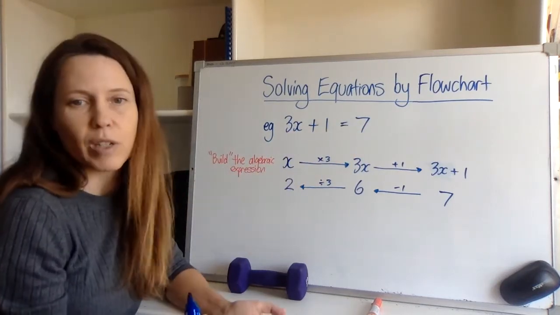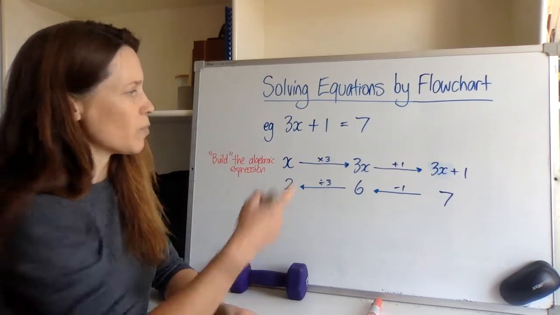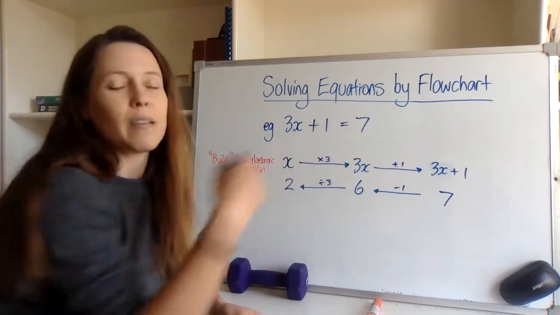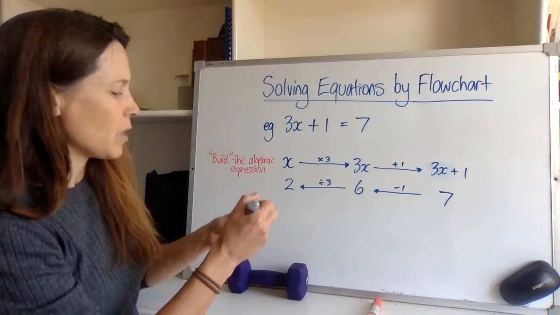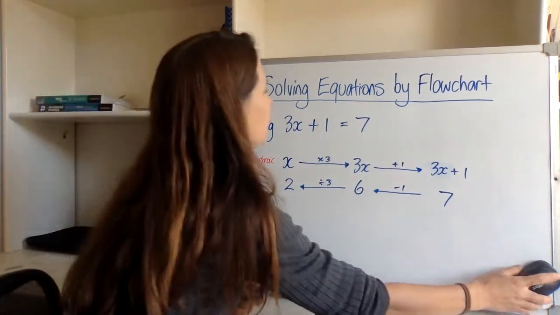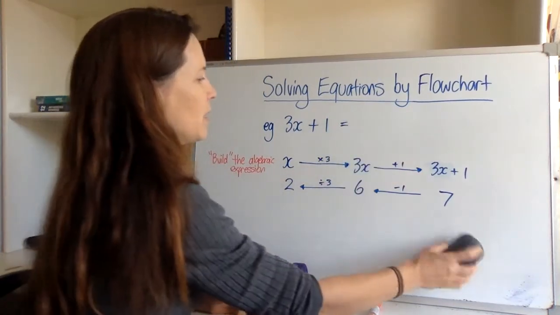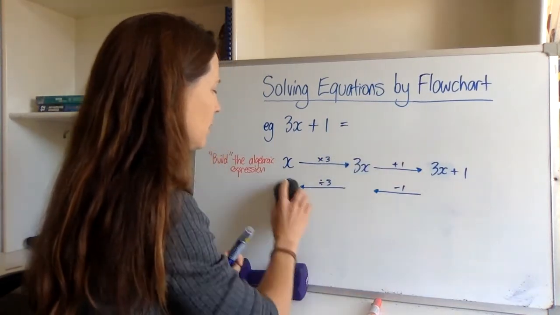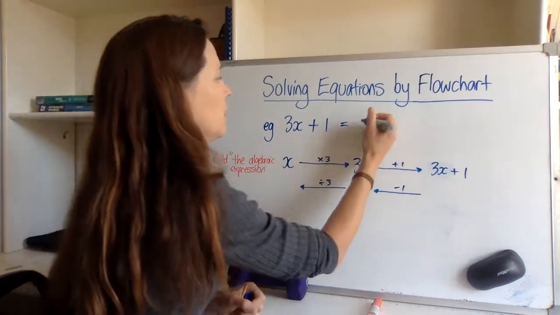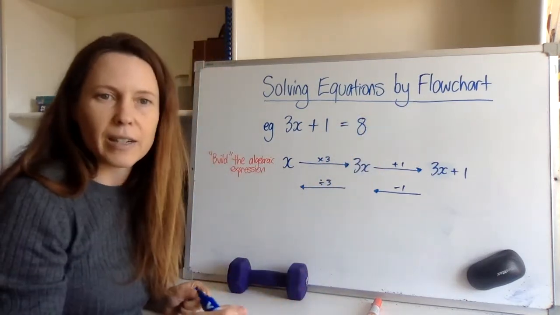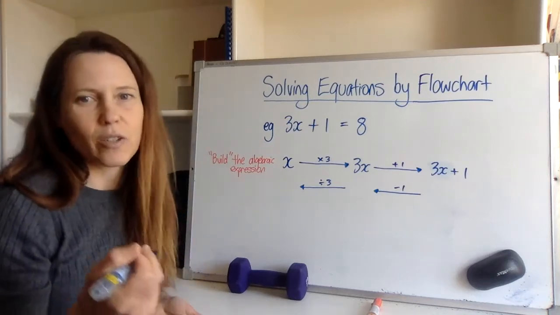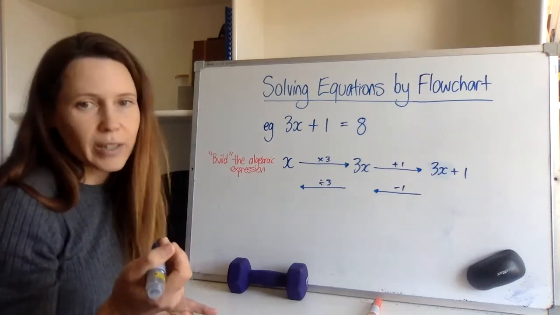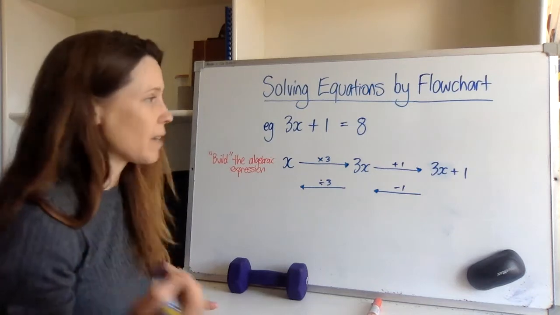But this method could be used for algebraic expressions that look quite simple, even when the answer to the equation doesn't come out quite so nice. So for example, if we had here 3x plus 1 is equal to 8, that would now be a little bit harder to spot the answer, wouldn't it? It's going to have fractions in it. Straight away it looks a little bit harder to do by inspection. But by flowchart it's quite easy, especially if you can use a calculator.